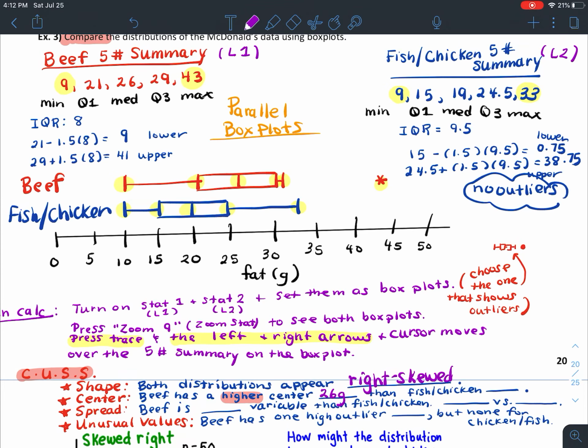The median for that was 26 grams, higher than the fish and chicken, which was 19 grams. Okay, as far as the spread goes, I'm going to say the beef is more variable. There again, I'm using comparative language. It's more variable. That means it's more spread out than the fish and chicken. And I'm going to show what that variable is. It goes from 9 grams to 43 grams, whereas the fish goes from 9 grams to 33 grams.